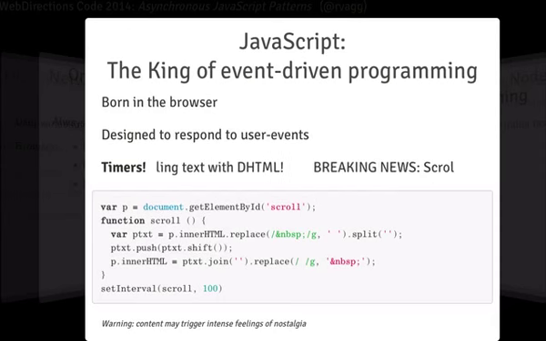JavaScript is the king of event-driven asynchronous programming. It was born in the browser, and it was designed to respond to user events, and it has timers. I'm very proud of this bit of DHTML here. I've even shown you my code because it's so awesome. So timers were pretty awesome. Not only do we have events, but we could actually make asynchronous things happen.